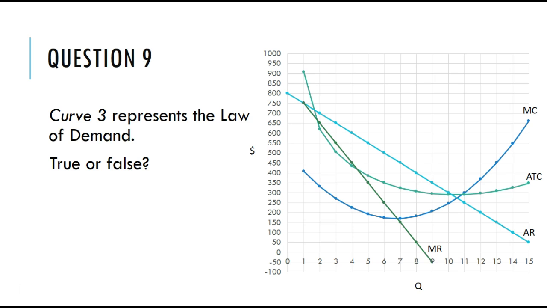Question 9. Curve 3 represents the law of demand. Well, that's false. It doesn't represent the law of demand. That's the marginal revenue curve. The law of demand is represented by or reflected in the average revenue curve, not the marginal revenue curve.